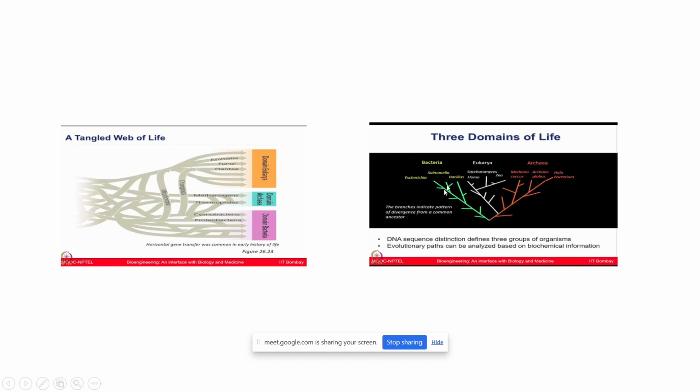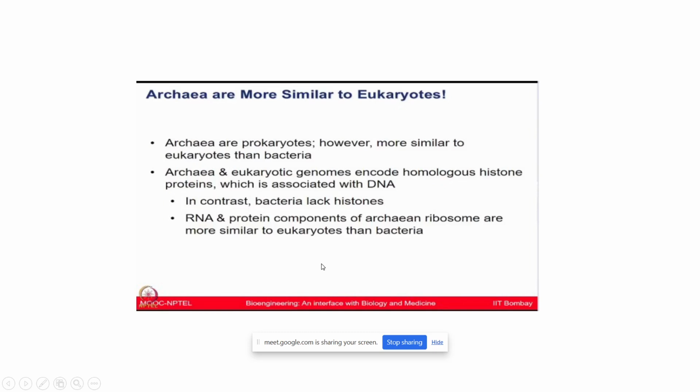Initially, archaea was a part of bacteria itself, but now they are divided depending upon the different pathways involved in these organisms, which are now called archaea. Archaea are more similar to eukaryotes, but they are still different. Initially, as I said, they were a part of bacteria. However, they're more similar to eukaryotes than bacteria. That's the reason they were given a different name, archaebacteria.